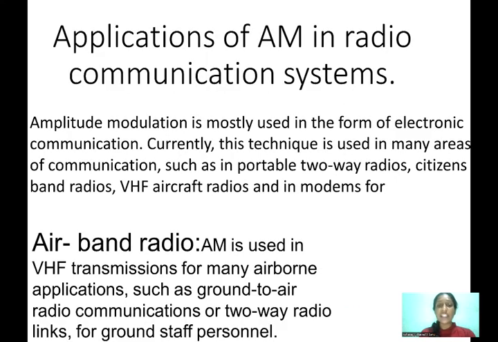Next, let me show the applications of amplitude modulation in radio communication systems. Amplitude modulation is mostly used in electronic communication. Currently, this technique is used in many areas of communications, such as portable two-way radios, citizens band radios, VHF aircraft radios, and in modern form, ham band radio. Amplitude modulation is used in VHF transmissions for many airborne applications such as ground-to-air radio communications or two-way radio links for ground staff.